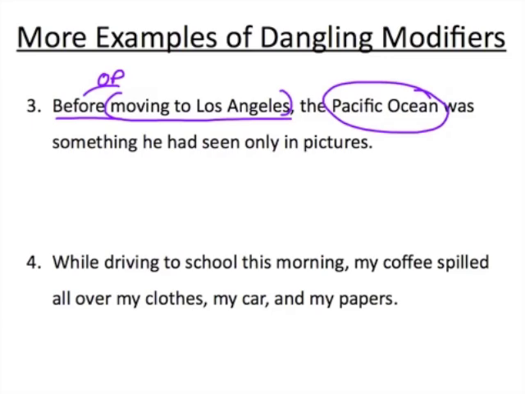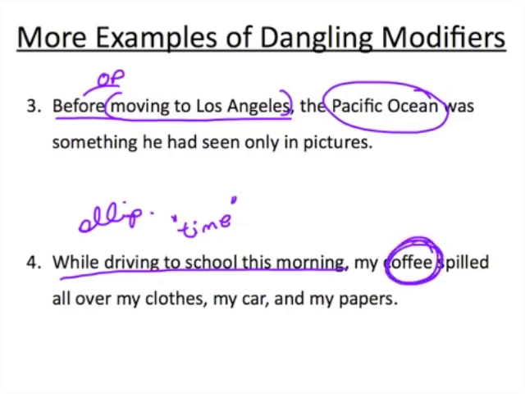Do you see that this is our dangling verbal phrase modifier, "while driving to school this morning"? That's one of those elliptical time clauses. It's one of those that has the when or the while, right? And of course, again, the problem is that the coffee wasn't actually the thing that was driving, right? I've done this many times, dump coffee all over the place.